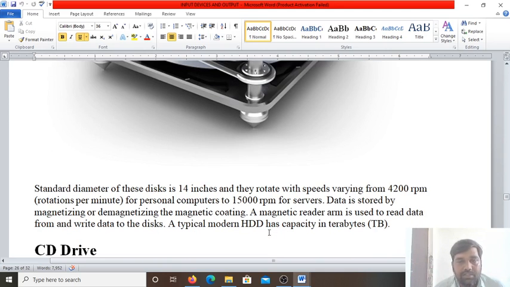So data is stored by magnetizing or demagnetizing the magnetic coating. So when we have to clear the hard disk drive, we demagnetize it. A magnetic reader arm is used to read the data from and write the data to the disk. For reading and writing the data, we use the reader arm.